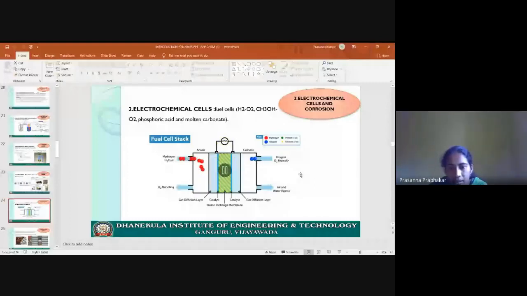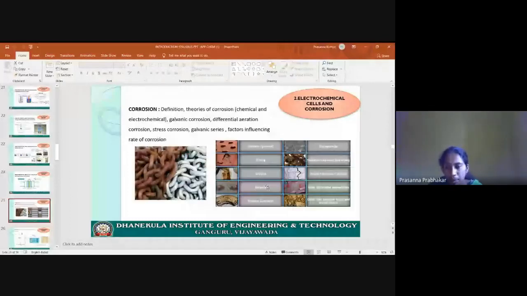Next, corrosion is considered another part of the second unit. Here in corrosion, we mainly discuss what is corrosion and how corrosion attacks. Which theories may explain the corrosion, and how many theories explain it? What are the types of corrosion? How to control or prevent corrosion? And factors. The total information is discussed in this corrosion session.